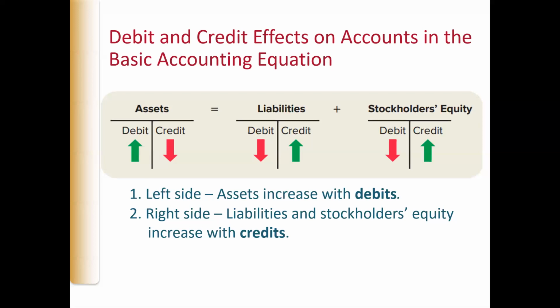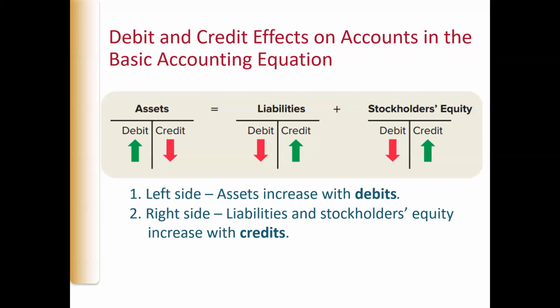Okay. Remember, debit means left, credit means right. To debit an asset means it's going to increase. But guys, to debit a liability or a stockholder's equity account, that's going to decrease it. For credit, which is on the right-hand side, to credit an asset means to decrease it. But for liabilities and for stockholders' equity, a credit is an increase.